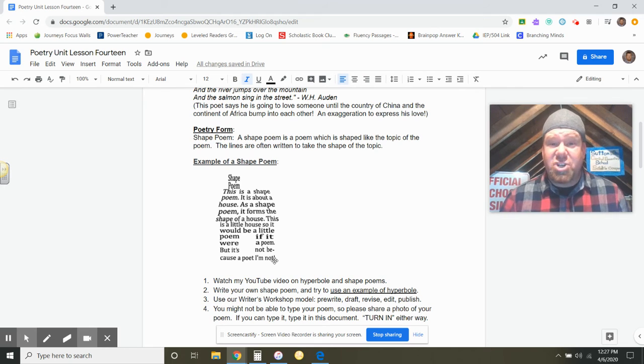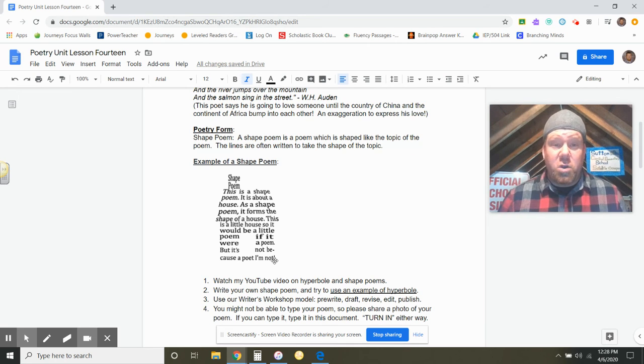All right, today we have a shape poem. Now, a shape poem, you may need to write your shape poem out rather than type your shape poem out. More often than not, I have found that my student poets have needed to write out their poems. If you can please share with me a photo of your poem written out, I would greatly appreciate it. Now, if by chance you can type it out, then make sure you type it out in this document and share it with me as well.